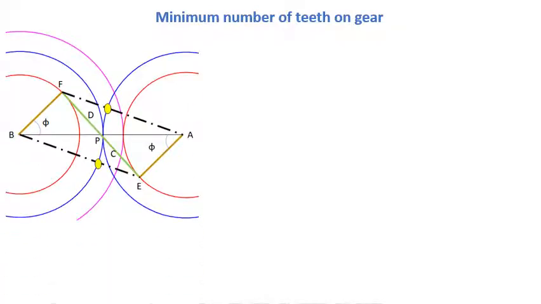Now I will derive the minimum number of teeth on gear. Separately I will derive for gear as well as pinion. So the first case is minimum number of teeth on gear. Let us consider the same diagram. In this diagram, our point of interest is the line BE, because this is the maximum addendum radius in order to avoid the interference.